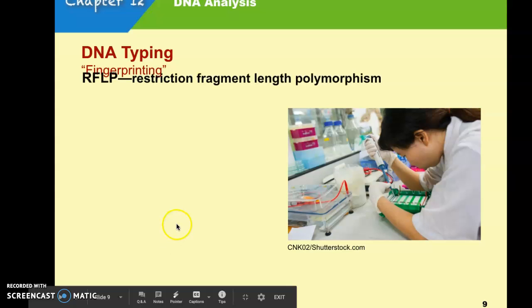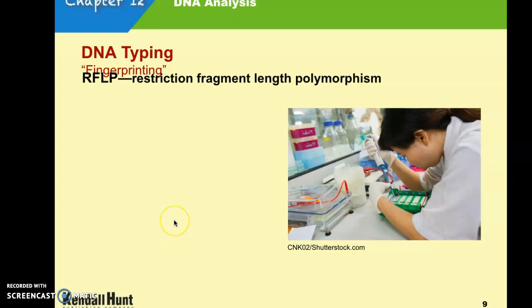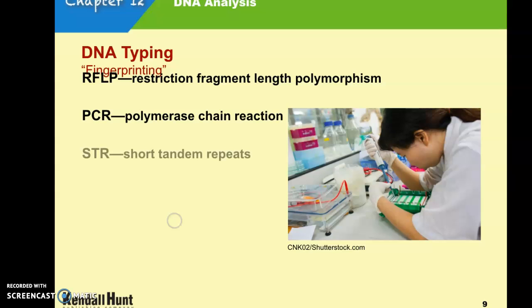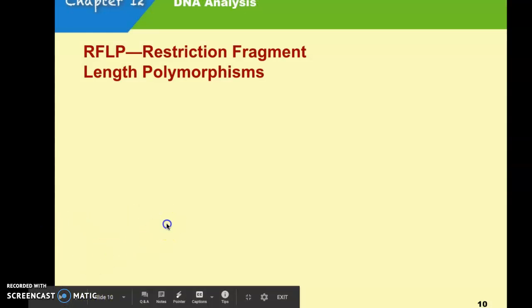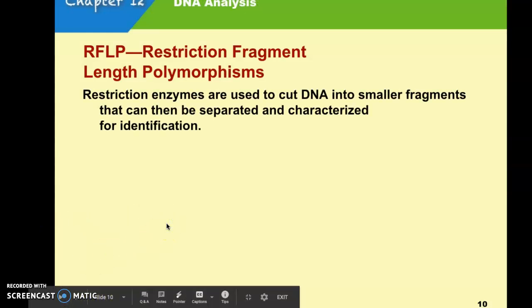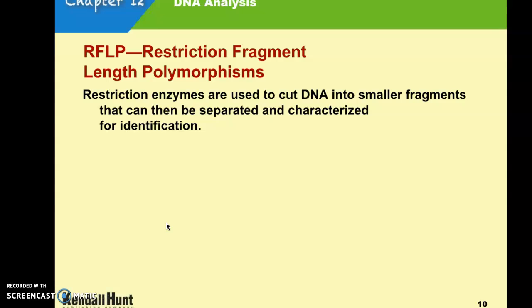So there are some things that we do in the process of DNA fingerprinting. There is what's first called restriction fragment length polymorphism. These are all big words. Polymerase chain reaction, short tandem repeats. Basically, the first step we do is we use restriction enzymes to cut DNA into smaller fragments. Those can then be separated and characterized for identification.